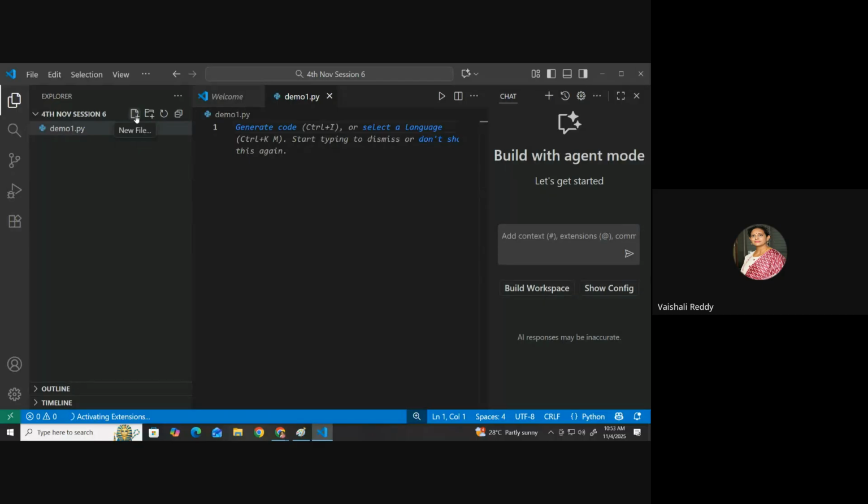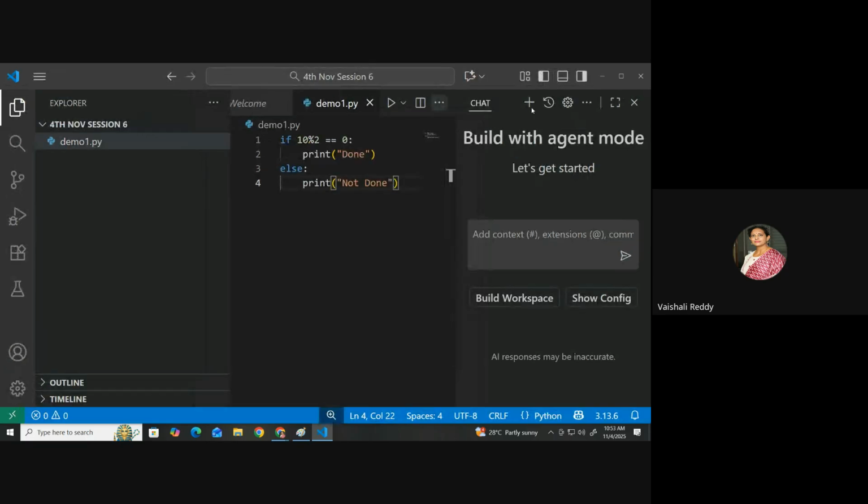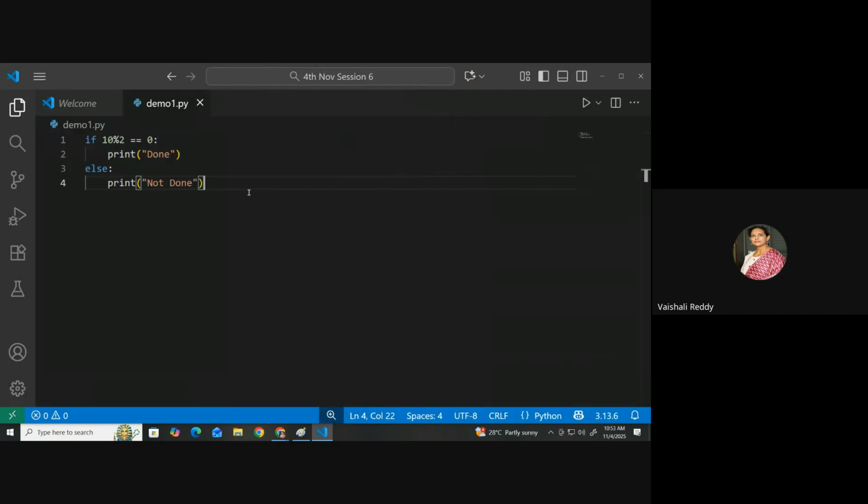Okay, so if I write here if 10 mod 2 equal to 0, print done, else print not done. I hope everyone understands this code. Now my question is, when will this output be not done? When is the else part executed? Whenever we are writing a program, there is an else block.